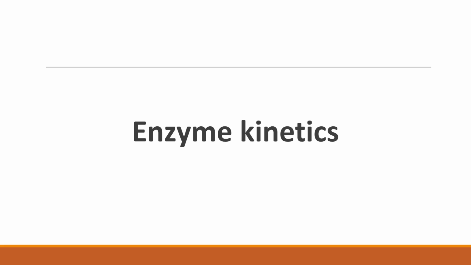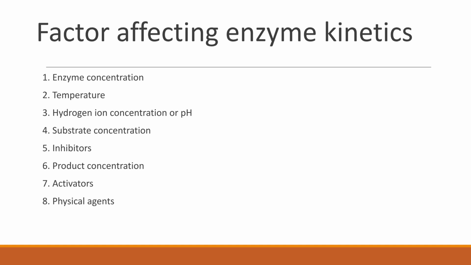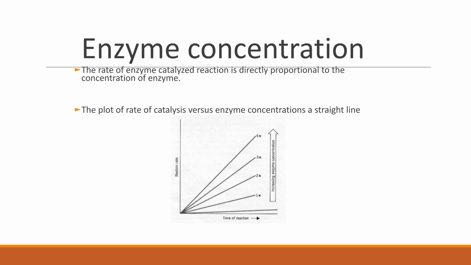This video will cover the topic of enzyme kinetics. Several factors affect enzyme kinetics, including enzyme, temperature, and substrate concentrations, as well as pH, inhibitors, product concentration, activators, and physical agents. The rate of an enzyme-catalyzed reaction is directly proportional to the enzyme concentration. A plot of the rate of catalysis versus enzyme concentration results in a straight line.